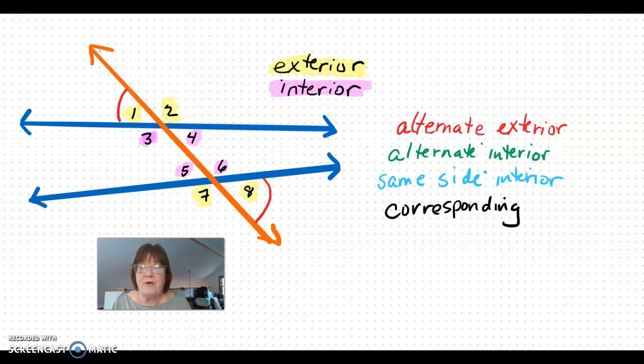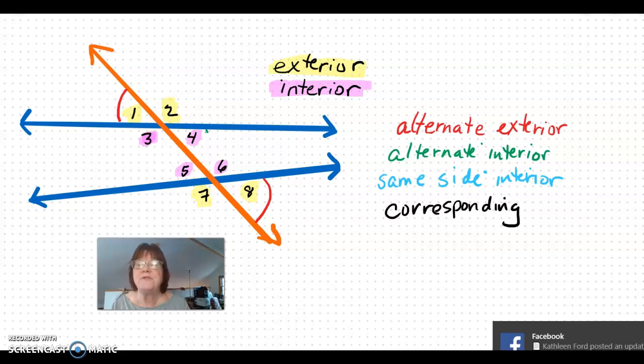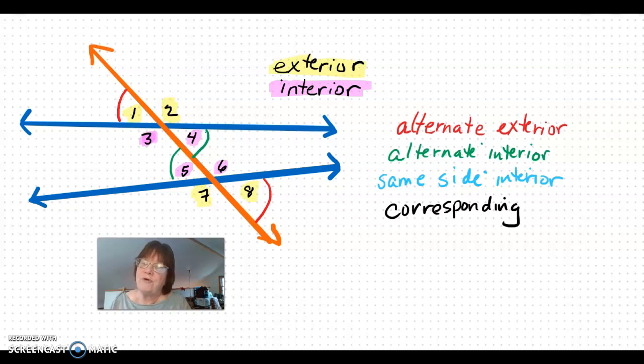The next pair we're going to look at is alternate interior, and you can probably guess they're going to be the purple angles, and again they have to be on alternate sides of the transversal. So angle 4 and angle 5, that would be a pair of alternate interior angles. And so, of course, would be 3 and 6, right?